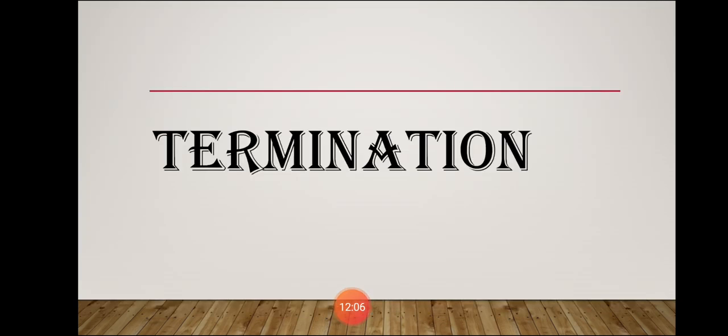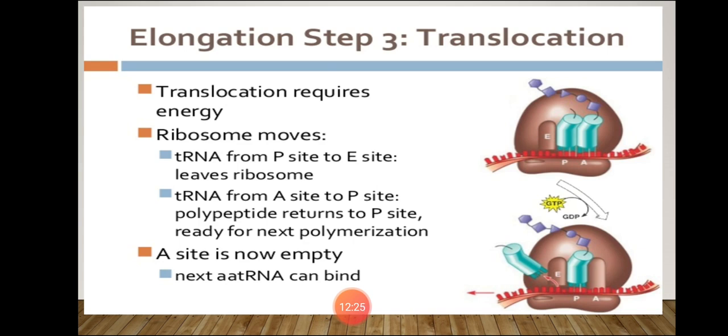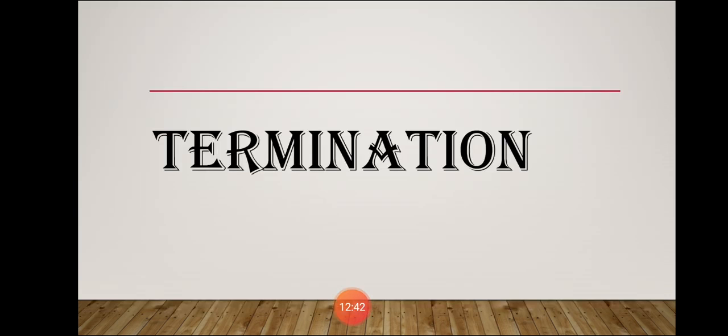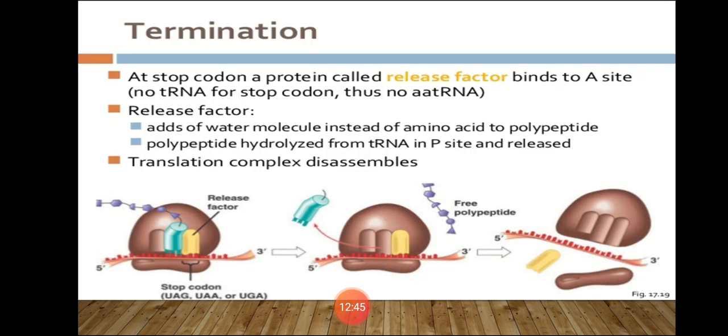Next, and the last step of translation, is termination. Termination means to stop the process. And before that, all the events like arrival of the tRNA-amino acid complex, formation of the polypeptide chain, ribosomal translocation and removal of the previous tRNA are repeated. This process goes on repeating till the ribosome reaches the termination codon.